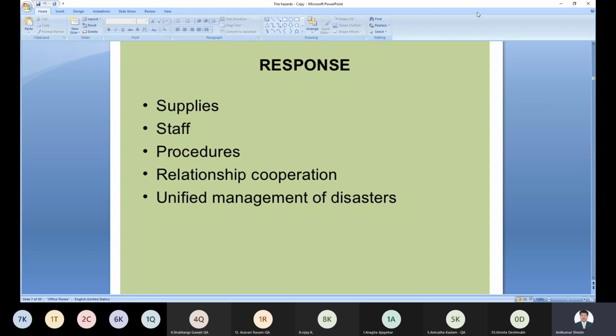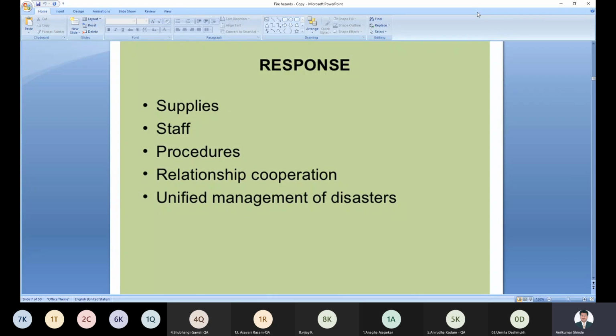Then staff, the staff who are responsible for preventing the fire, right? All the employees should be aware of how to prevent the fire. We have to give proper training to them, so that all persons respond well. Then the different procedures to prevent the fire: we can prepare standard operating procedures for every procedure or activity, to avoid the problem of fire.